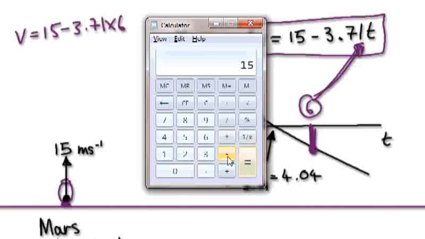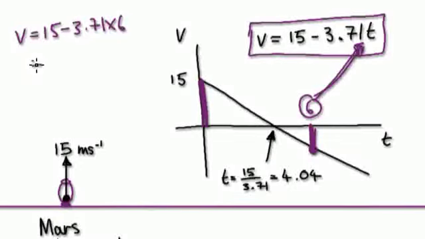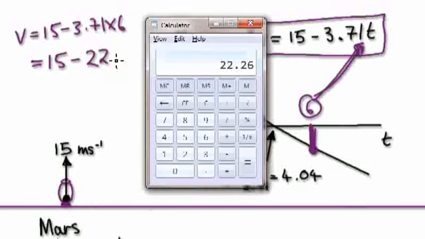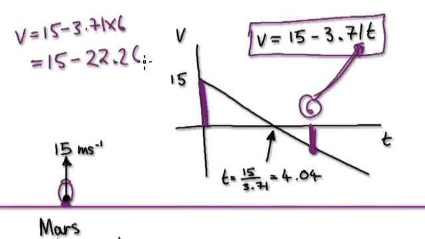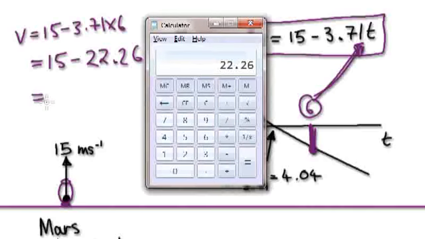Okay, 15 take away 3.71 times... no, it doesn't work on this calculator. All right, I'm going to have to do 3.71 first times 6. I hate this calculator. Times 6, and then it would be... hang on, let me do this one step at a time. 15 take away... 22.26. Now get 15 take away 22.26.